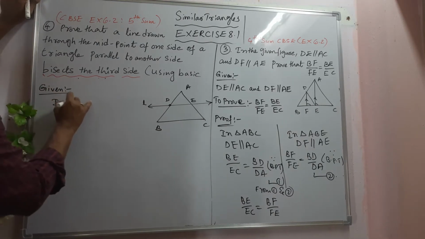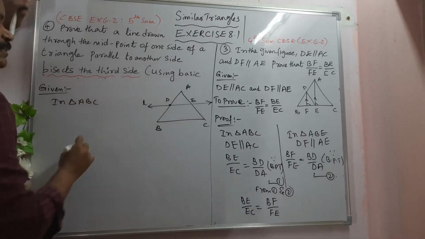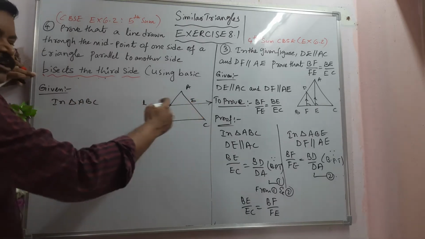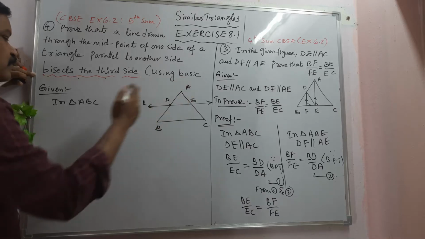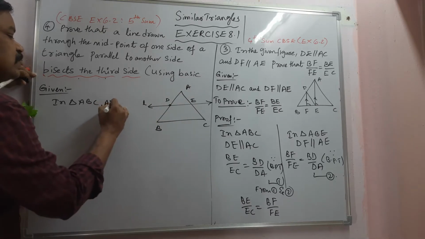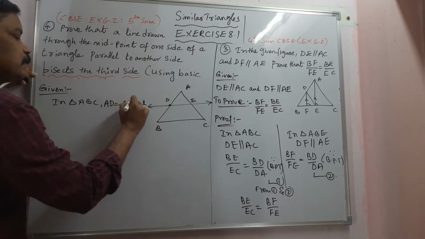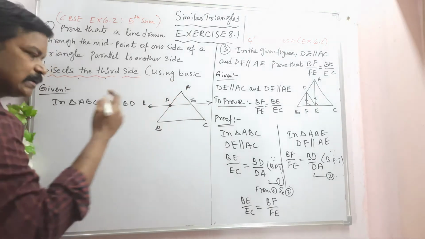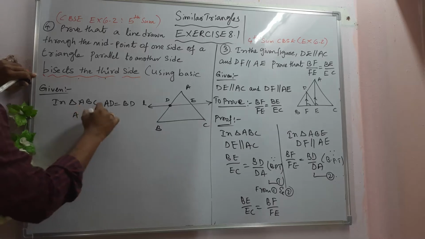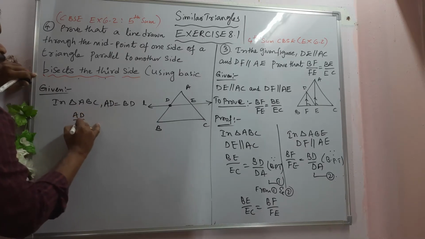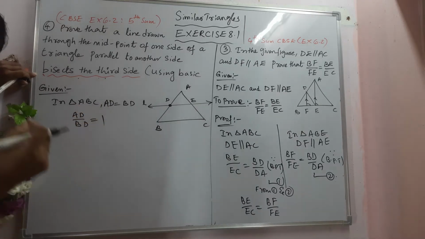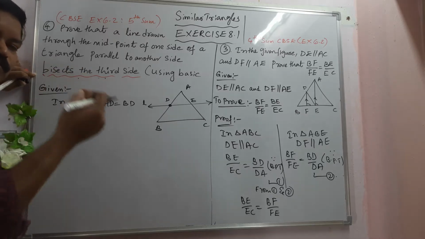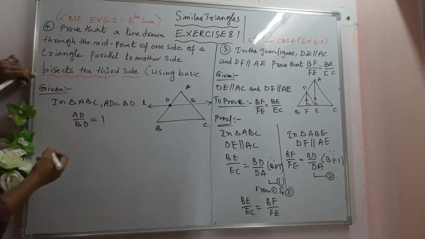In triangle ABC, what is given? This line is drawn through the midpoint of one side of a triangle. That means AD is equal to BD. AD and BD are equal, that means D is the midpoint. So if AD is equal to BD, then AD by BD is equal to 1. That ratio should be equal to 1. Very good.